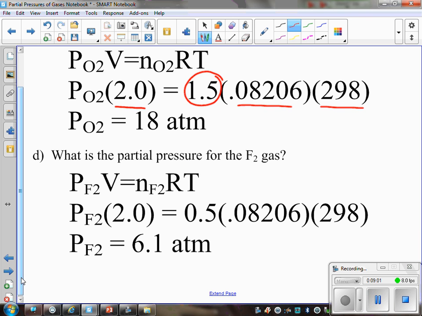All right, for D, you should have, let's see here. Okay, so you have your pressure of your F2 in your equation and your moles of F2, so that's the only part that's different. These parts are all the same, and we solve and we get an F2 pressure of 6.1 atm.